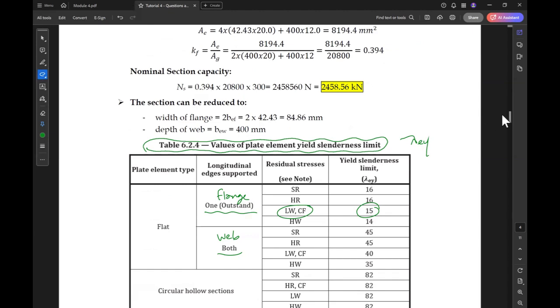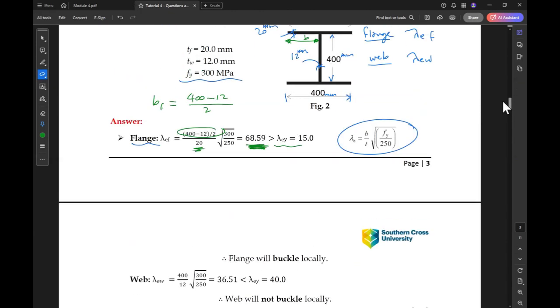So if we go up, lambda E flange equal to 68.59 is more than lambda E yield equal to 15. So the flange will buckle locally. Local buckling will happen to the flange.